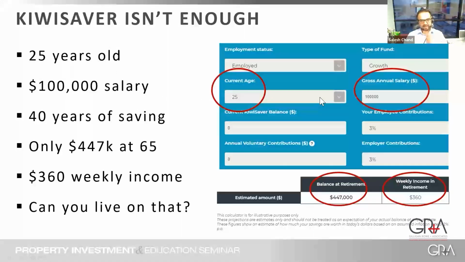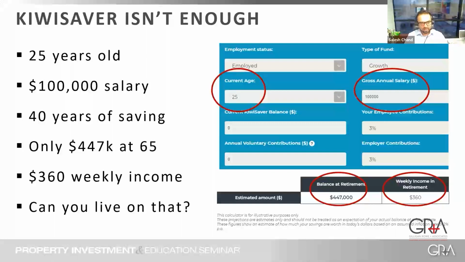Some of the things I talk to clients about, or some of the young people, is they go, but we've got KiwiSaver, right? We don't think KiwiSaver is enough. If you look at someone, say you're 25 years old now, you earn $100,000 a year, you have 40 years of saving to do, you'll get 447K at the age of 65. That's $360 weekly income. Can you live on that?